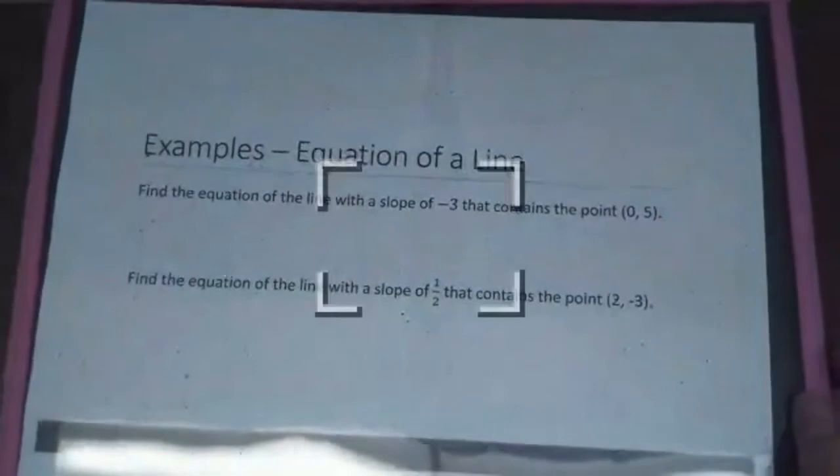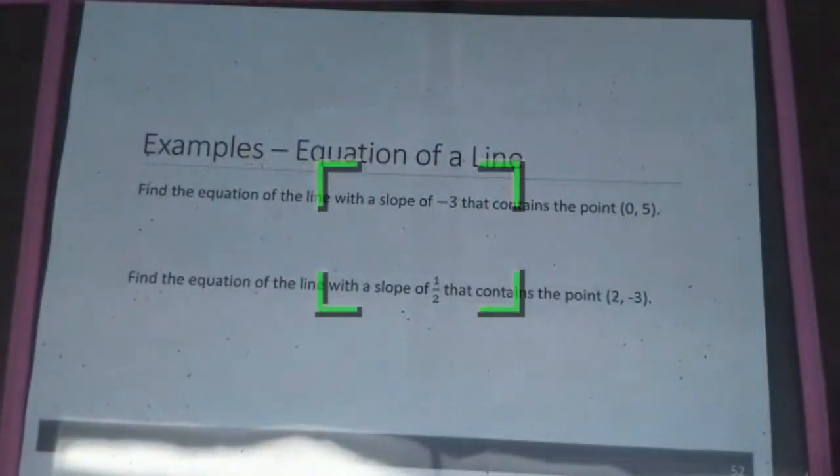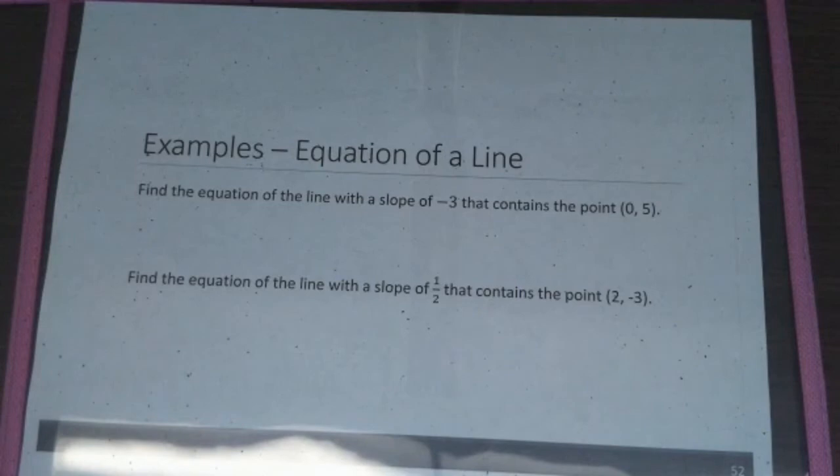Now that we're a little bit more comfortable with slope, we're going to find the equation of some lines. First up, we're going to find the equation of the line with a slope of negative 3 that contains the point (0, 5). I'm going to do this one way, and I'll do the next one a different way, and then you can choose which one you prefer.